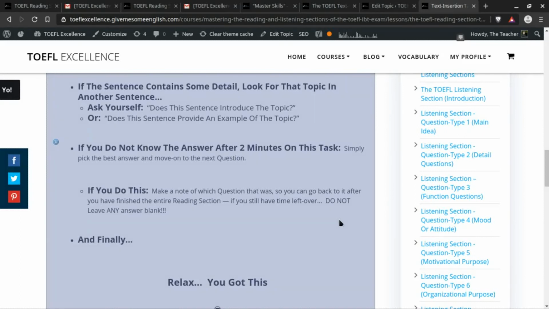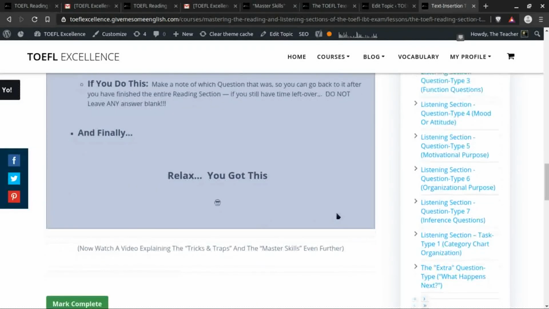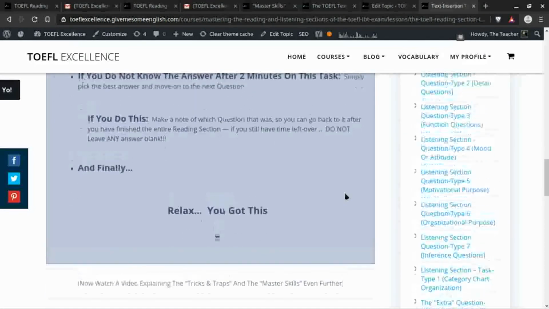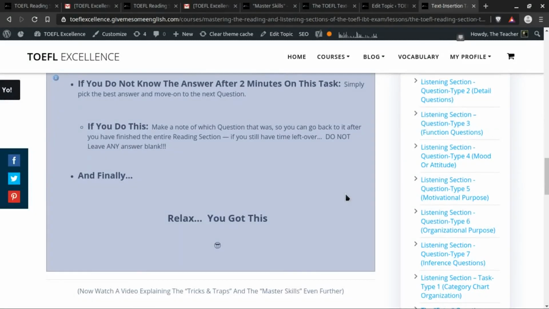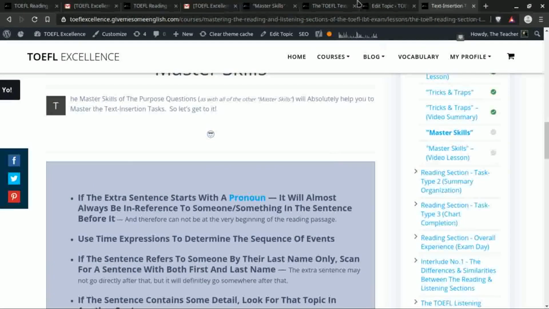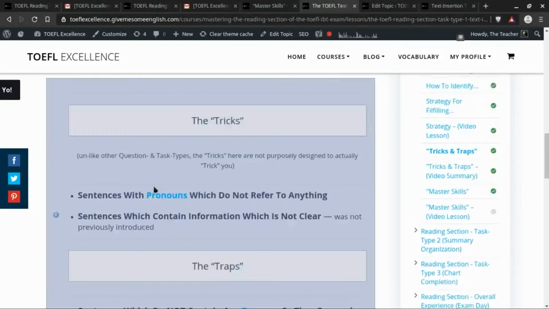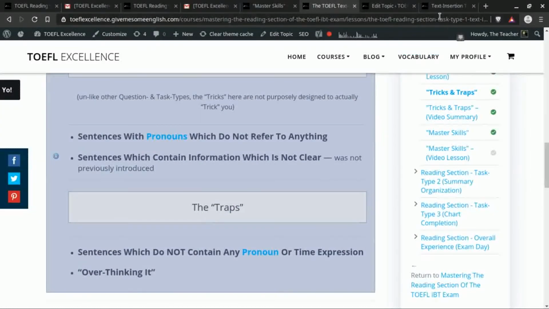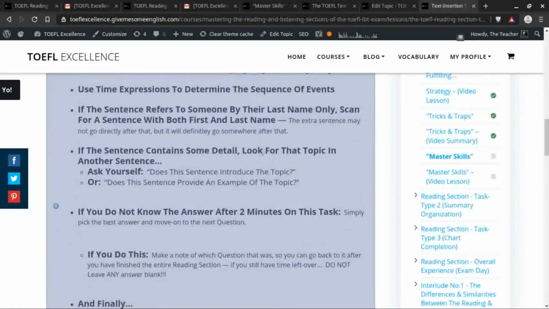Also, this task will usually be one of the last tasks for each reading passage, but if you're on the first reading passage, you still have a lot more questions to go through. So just pick it, make a note of it, and come back to it later if you have time. But really, all you have to do is follow the strategy like we described in the last video. Keep these different things about the possible tricks or traps and the different master skills that we talked about here.